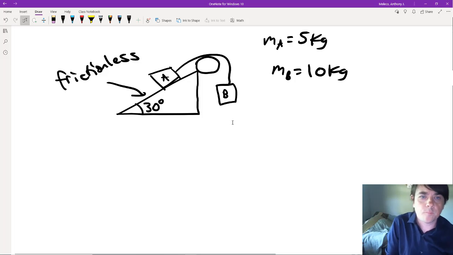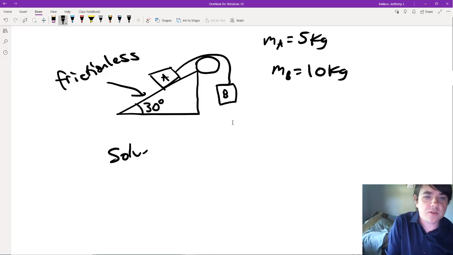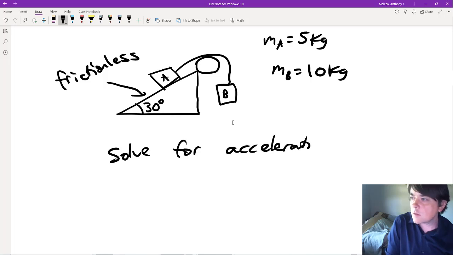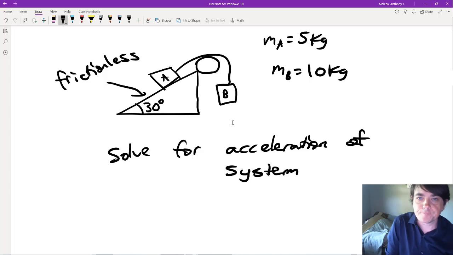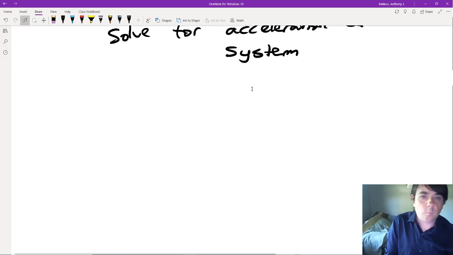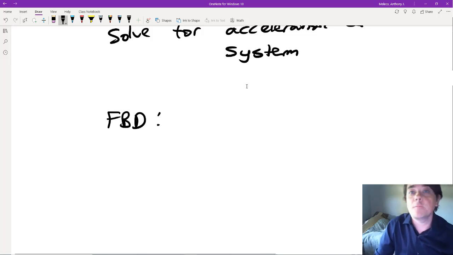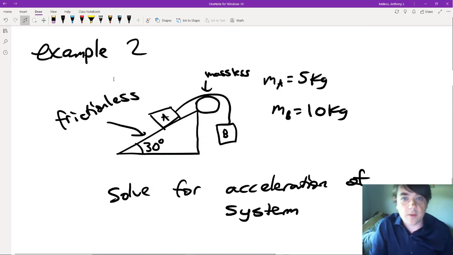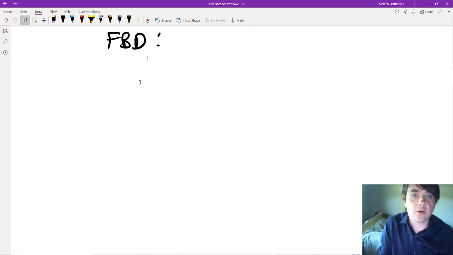And so the question goes, solve for acceleration of system. Okay. And of course, this stuff is all massless as well. So the rope's massless, and that'll allow us to use the tricks that we always do. Okay. So the very first thing you need to do is a free body diagram of both objects. Okay, we have two objects, so now we need to do a free body diagram of both.